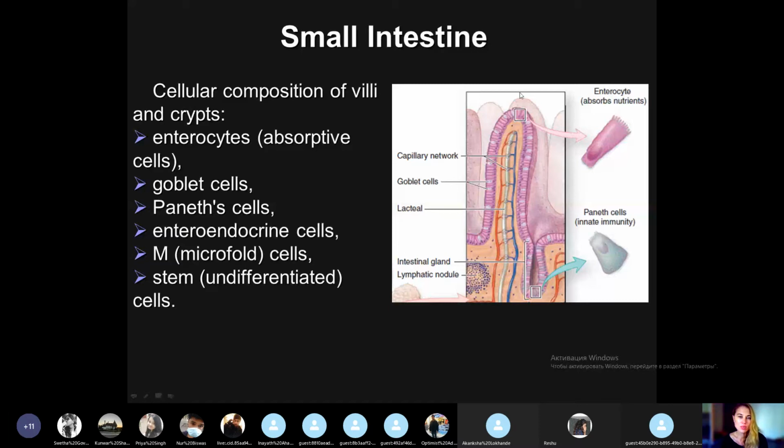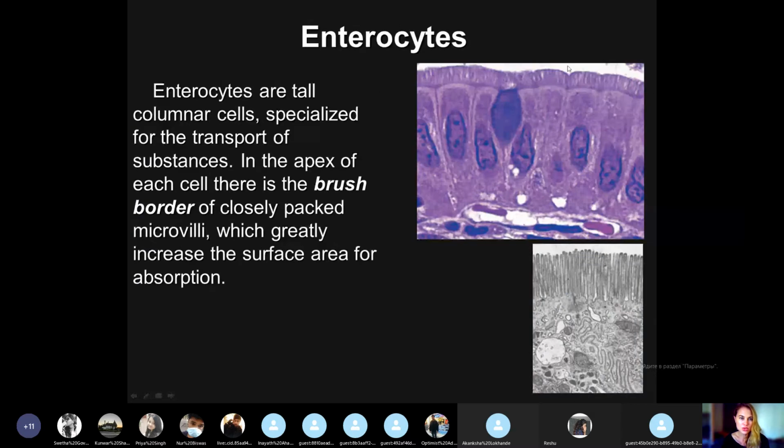Okay. So one more time, monomers, glucose, and amino acids are absorbed into the blood capillaries. The lipids like fatty acids and glycerol are absorbed into the lymphatic capillaries and then drained to lymphatic vessels. Now we will focus on the cellular composition of the villi and crypts, and we will start with enterocytes. Here you can see the light microscopy of the enterocyte and the scanning electron microphotograph.